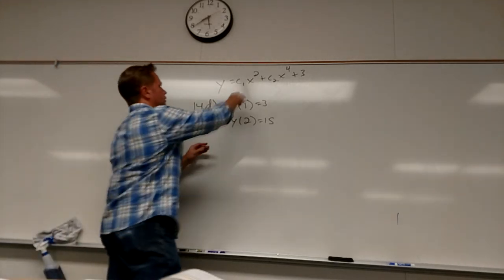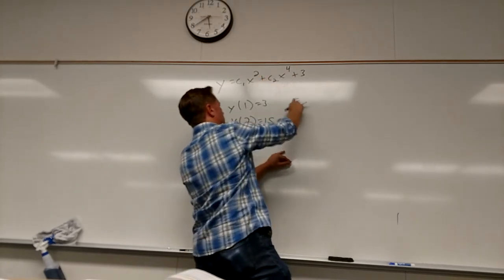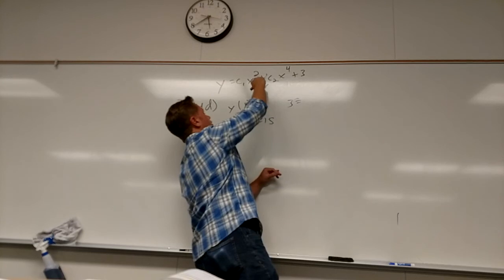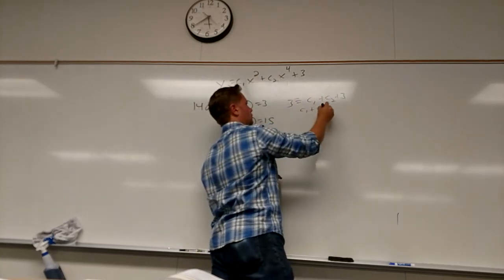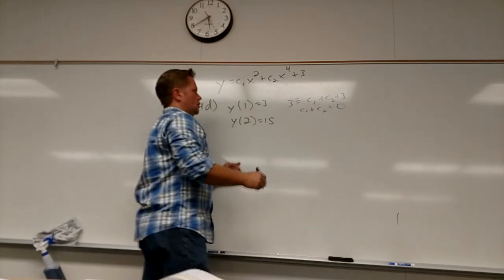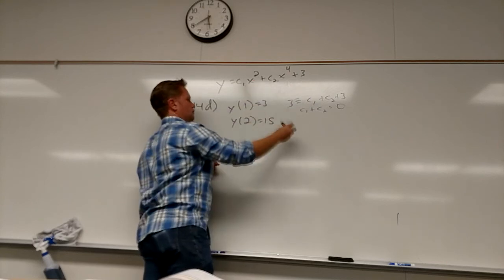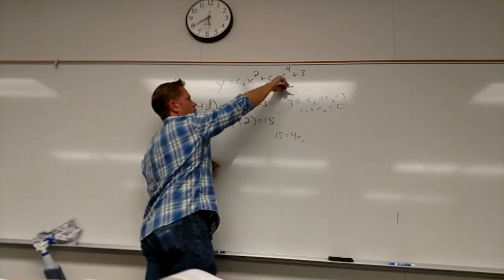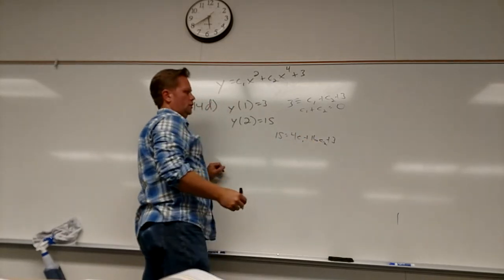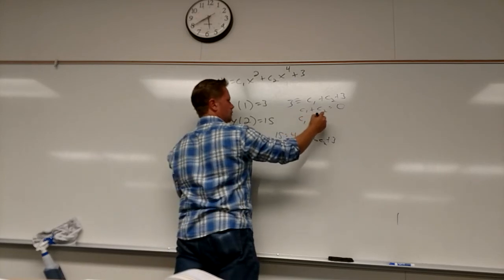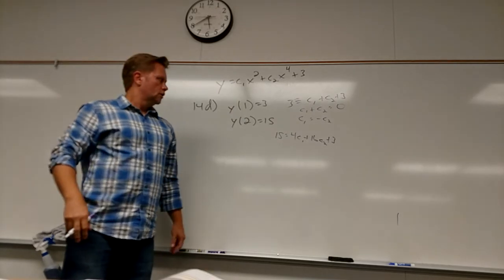So when you plug a 3 in, you're supposed to get a 1 out. So this leads to this. When you plug a 1 in, you're supposed to get a 3 out. There you go. Yep. C1 plus C2 plus 3, right? Yes. And then this one, you get 15 out when you throw a 2 in. So you get 4C1 plus 16C2 plus 3. And you know that C1 is negative C2. You can use good old substitution there, or elimination, doesn't matter.